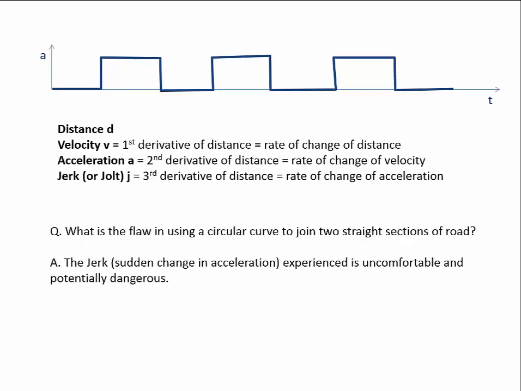The flaw in using a circular curve to join two straight sections of the road is it's not the acceleration itself that's dangerous, it's the change in acceleration. It's this jerk that can be uncomfortable. And as I said, for high curvatures it can also be dangerous because it can throw a vehicle off track. It's more important for trains than it is for cars as well, because trains tend to travel at fairly constant velocities.